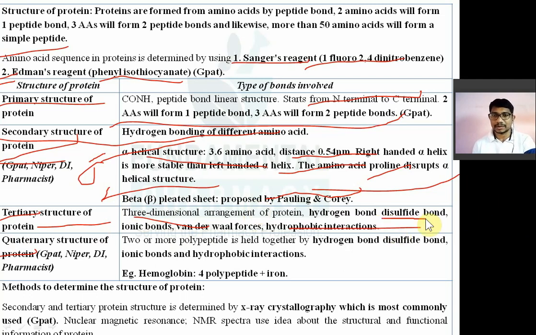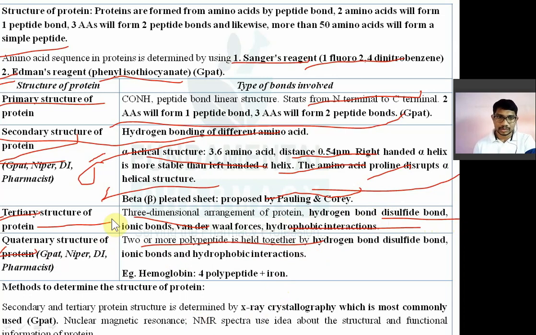A disulfide type of bond is present in which one of the following structures of protein: primary, secondary, tertiary, quaternary? Option 3. So tertiary and quaternary both will have a disulfide bond, hydrogen bond, peptide bond, ionic bonds, van der Waals forces and hydrophobic interaction, a three dimensional arrangement of protein structure. Now quaternary: two or more polypeptides held together by hydrogen bond, disulfide bond, ionic bond and hydrophobic interaction.